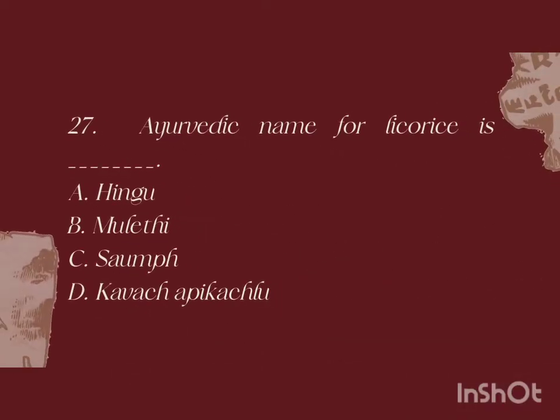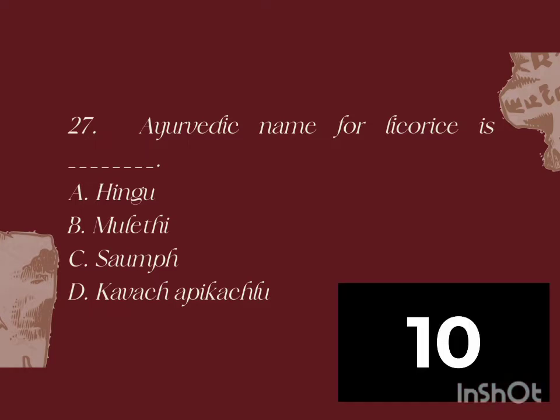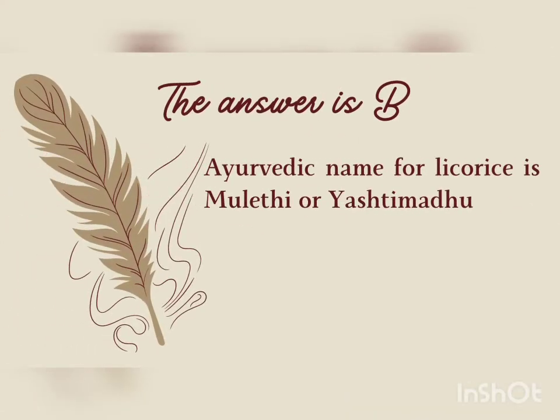Number 27. Ayurvedic name for licorice is blank. A. Hinju. B. Muleti. C. Saum. D. Kava apikalu. The answer is B. Ayurvedic name for licorice is Muleti or Yashtimadhu.